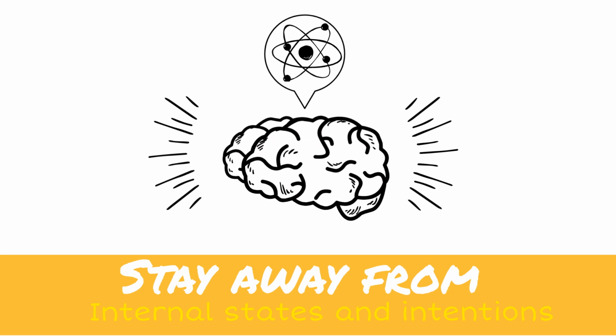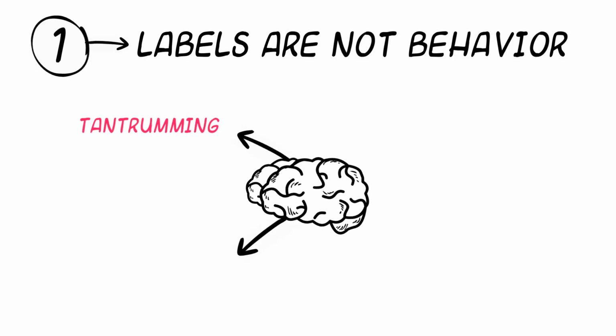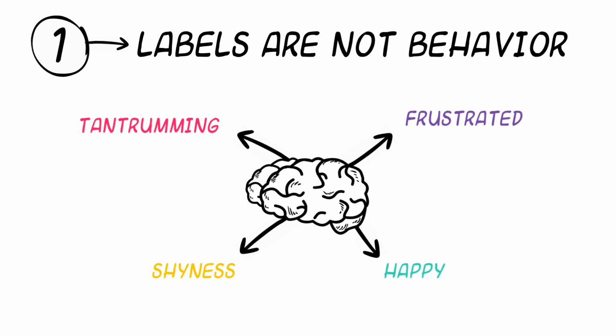But what you want to remember is that emotions like happy and internal states like anxiety are not part of the definition. You also need to remember that labels such as frustrated are not behaviors because they have different meaning to different people. Shyness, for example, might mean the lack of eye contact for me, but may include the lack of eye contact and hiding for you.